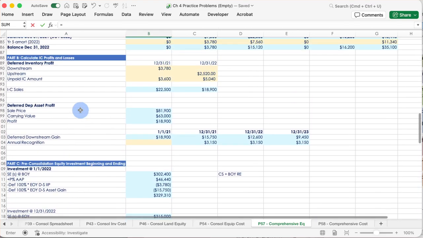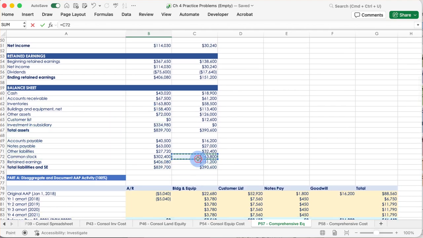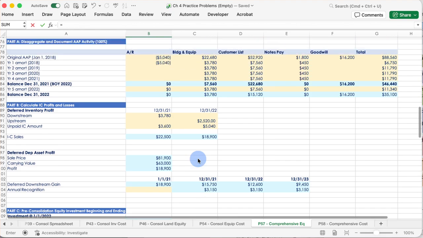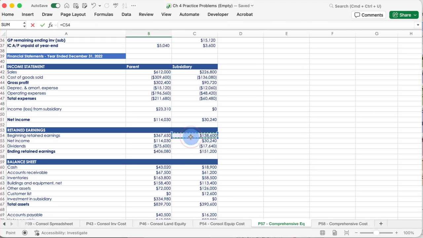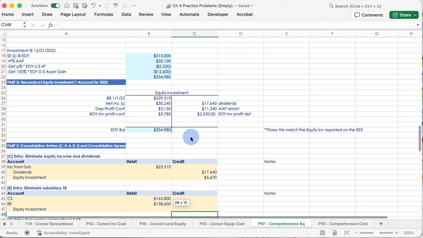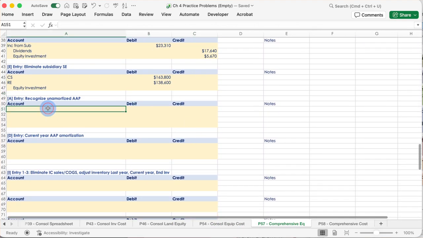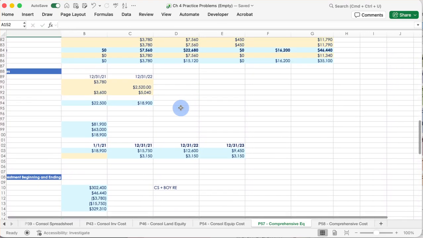So we'll go get those from our balance sheet. Common stock. Remember that the retained earnings is the beginning balance, so we need to come up to our retained earnings. And we'll sum these together. Then we can begin the AAP. And so we had buildings and equipment. We also, let's double check this.